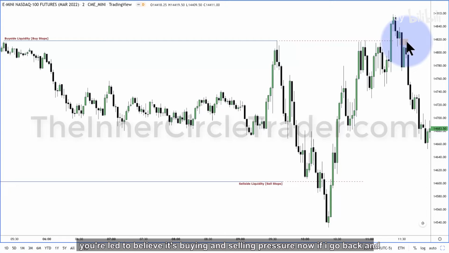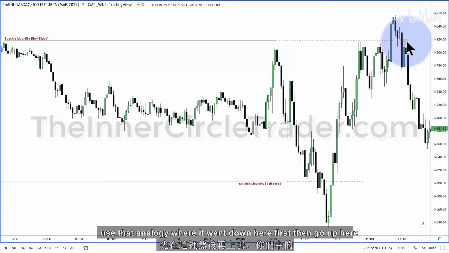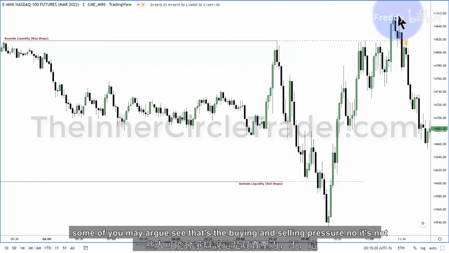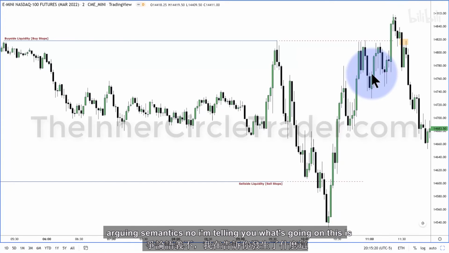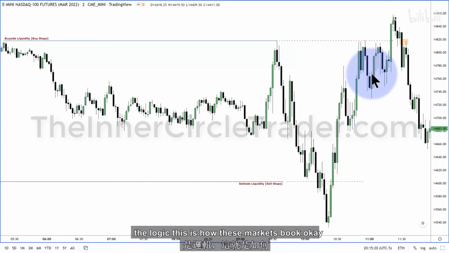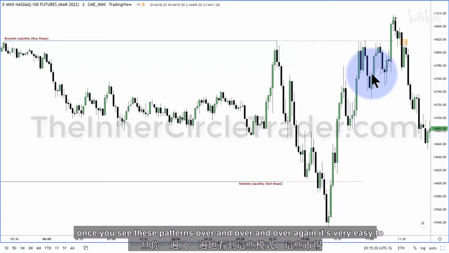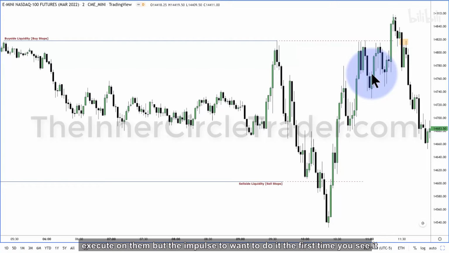You're led to believe it's buying and selling pressure. Now, if I go back and use that analogy where it went down here first, then goes up here, some of you may argue, see, that's the buying and selling pressure. No, it's not. It's liquidity. Now, you may argue and say, well, we're arguing semantics. No, I'm telling you what's going on. This is the logic. This is how these markets book, okay? Once you see these patterns over and over and over again, it's very easy to execute on them.